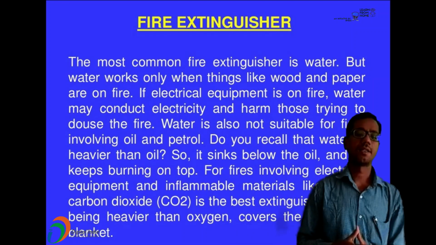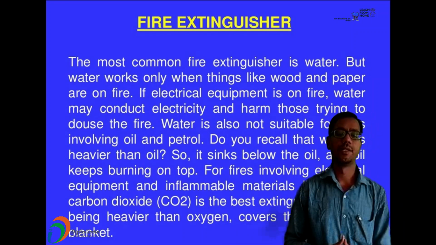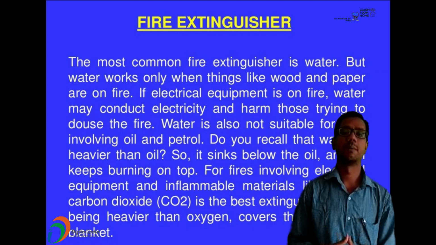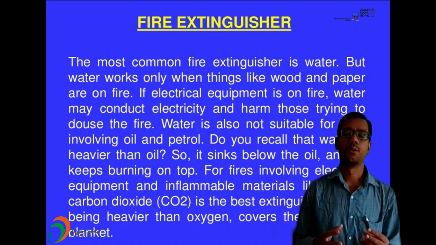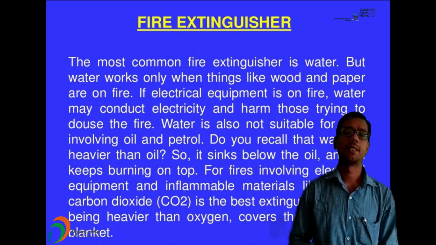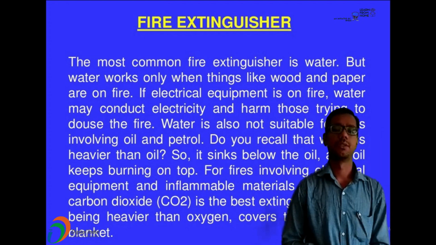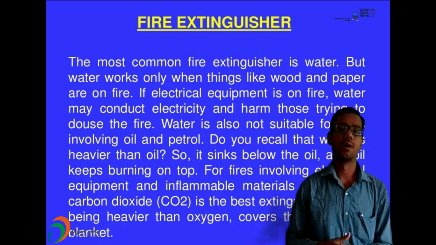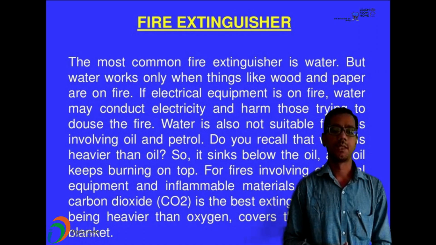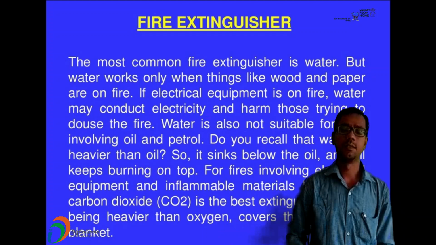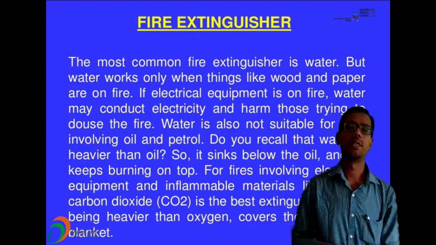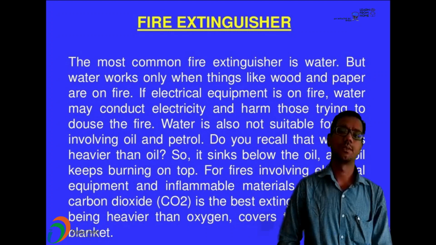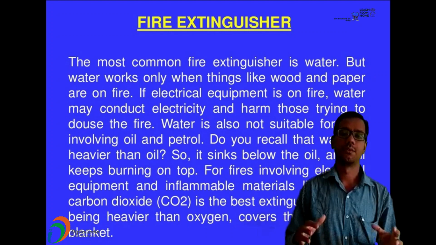So for fires involving electrical equipment or fires on inflammable substances like petrol, kerosene, oil, the best option is the carbon dioxide fire extinguisher. Why is this the best one? Because when we switch on the knob of the fire extinguisher, the carbon dioxide gets evenly spread and covers all the combustible substance on which the fire has caught.